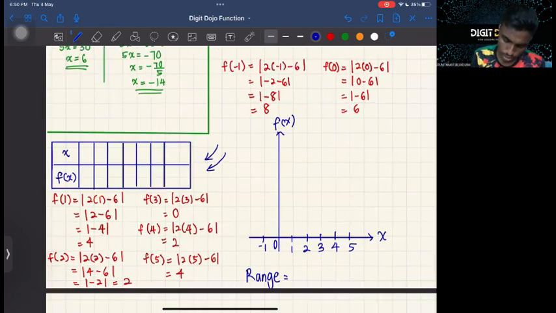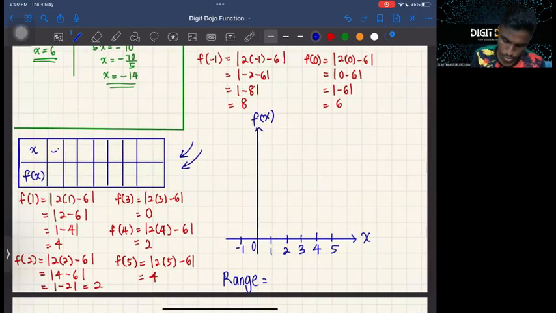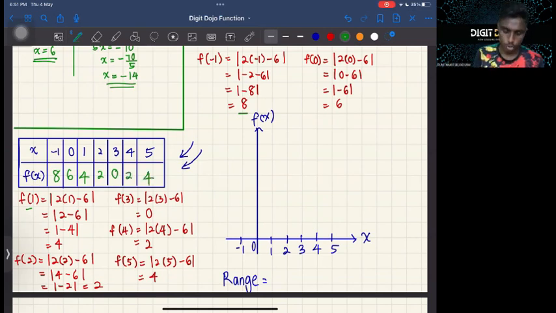So the x possibilities are -1, 0, 1, 2, 3, 4, and 5. And you have to fill in the values you got for f(x). When x is -1, f(x) is 8. f(0), you got 6. f(1), you got 4. f(2), you got 2. f(3), you got 0. f(4), you got 2. f(5), you got 4. Using this table, you are going to plot the graph.